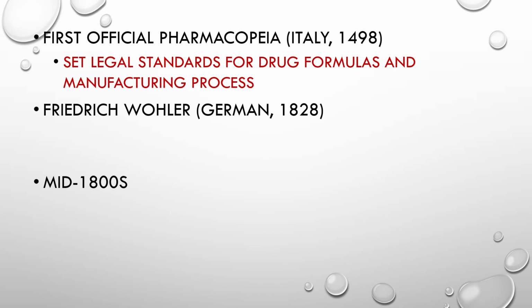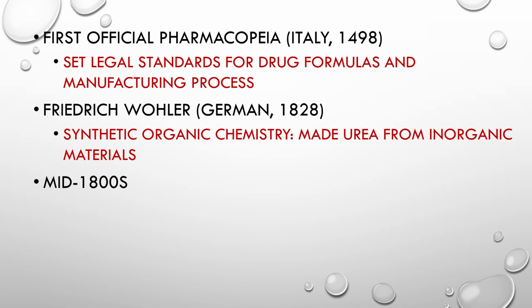Friedrich Wöhler, a German pharmacologist in the 1800s, was the first one that made a synthetic drug. We'll talk in later chapters, but synthetic is completely man-made. It's made in a lab, not something found in nature. So he was the first one to create a drug, in this case urea, from inorganic materials. It wasn't something that he was able to manipulate from nature. He created it in a test tube in a lab.